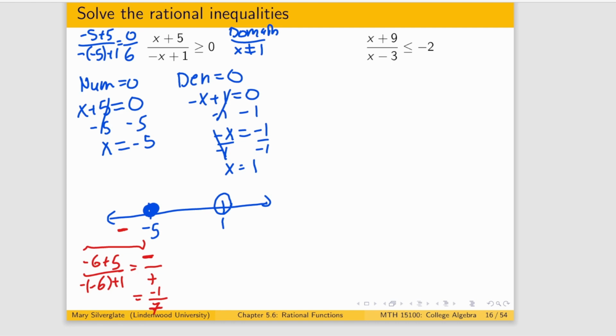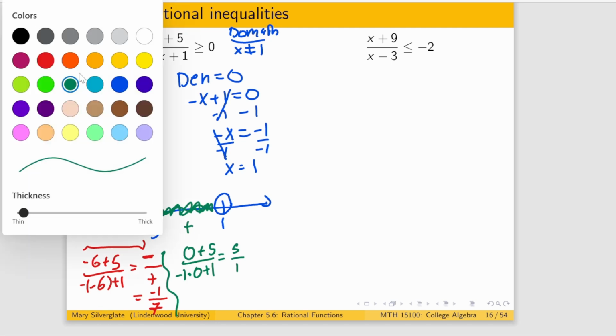I do not shade him in because I need a result that's greater than or equal to 0. Then I want to pick something in between negative 5 and 1. Let's say 0, because plugging in 0 is nice when you can. So I have 0 plus 5 over negative 1 times 0 plus 1. Negative 1 times 0 is still just 0, so I just have a 1 in the denominator and a 5 in the numerator. 5 over 1 is indeed a positive number, so do I want to shade him in? I do, because I want positive results, because it's a greater than or equal to sign.